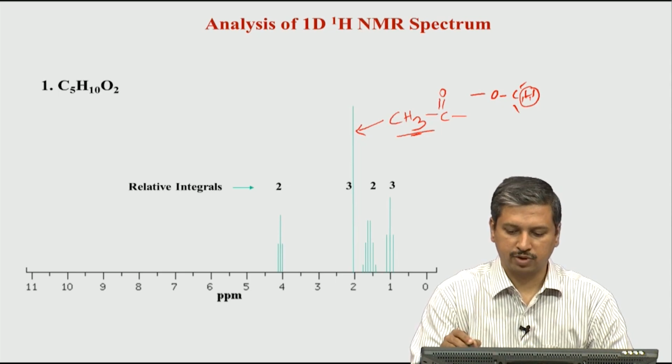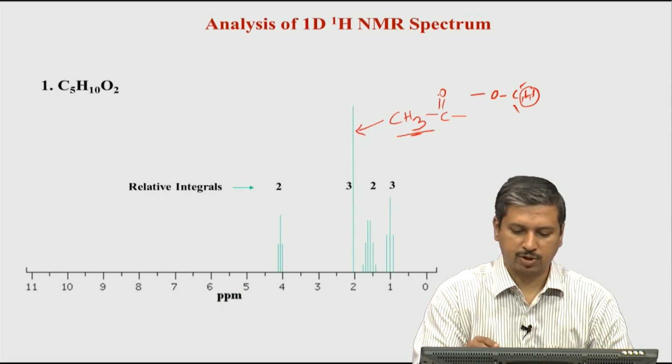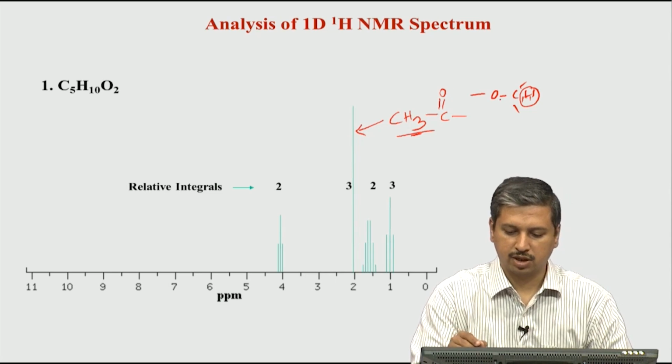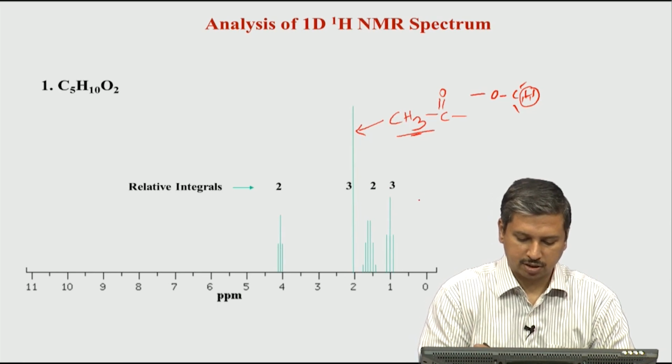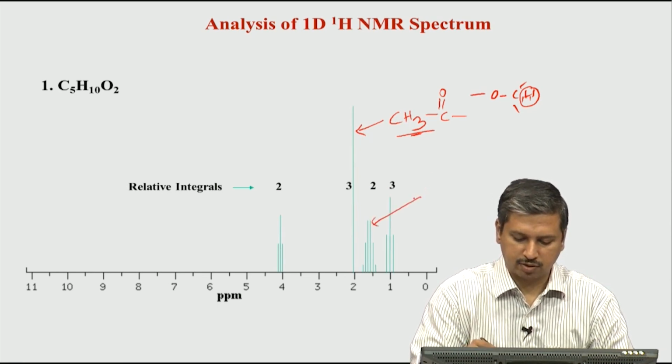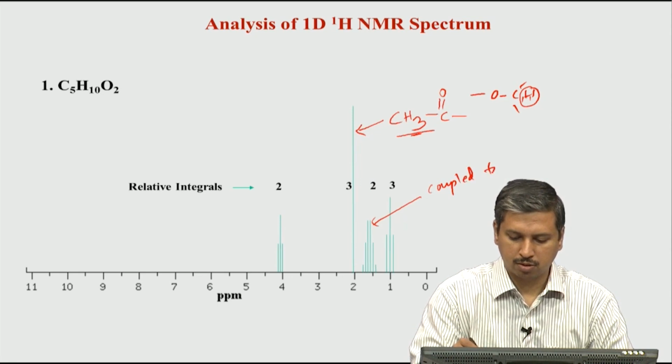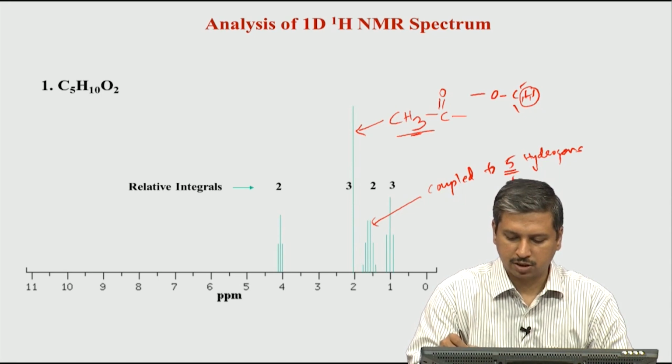So, now we can see that there are two things. There is this particular functional group, and there is also a COCH3 here, which is shown on the right side. So, now remain the 2 and 3. This 2 basically means there are 6 peaks. So, there are 2 hydrogens here, and these 2 hydrogens are coupled to 5 hydrogens, because only 5 will give you 5 plus 1 equal to 6 peaks.